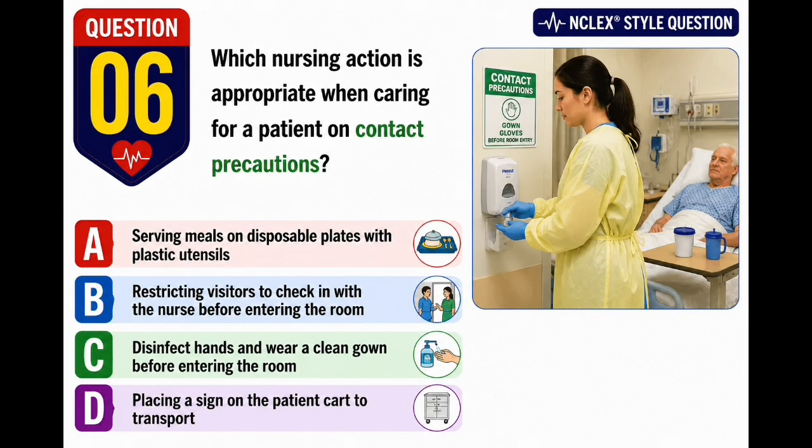Which nursing action is appropriate when caring for a patient on contact precautions? A, serving meals on disposable plates with plastic utensils. B, instructing visitors to check in with the nurse before entering the room. C, rinsing the hands with water after removing gloves. D, placing a surgical mask on the patient during transport.